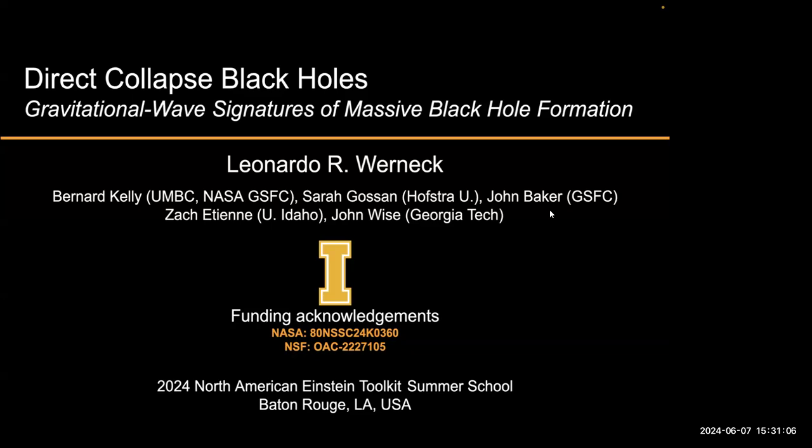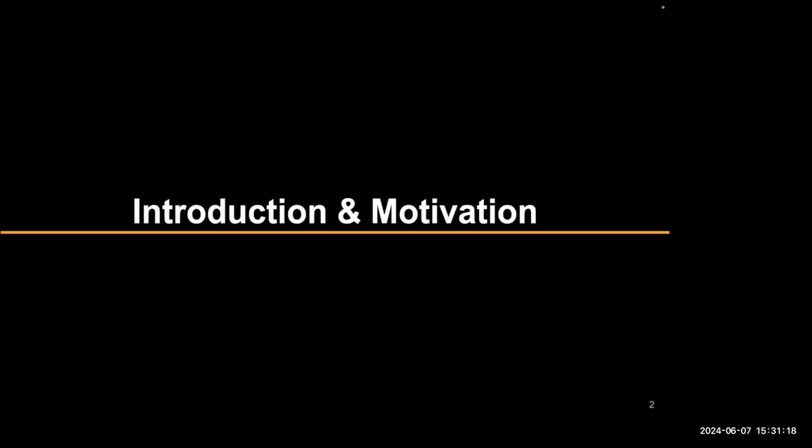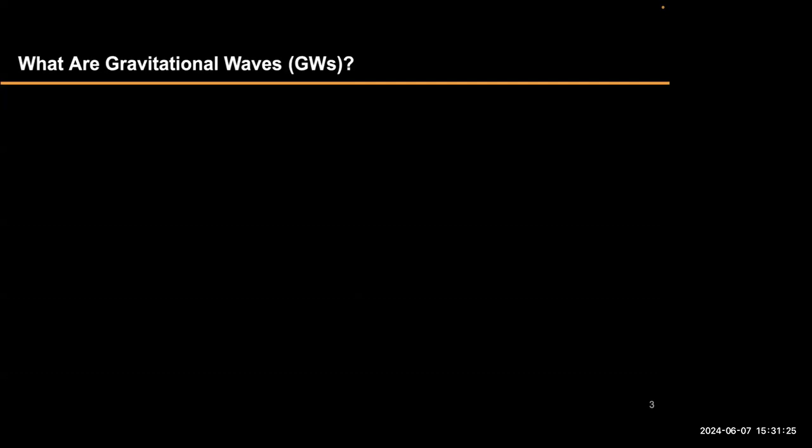We're basically trying to study direct collapse black holes and mainly the gravitational wave signatures from these collapses. I wanted to start with an overview that is probably something we have already seen throughout the week, but I figured it's useful for those that just want a little bit more understanding about what we're going to be doing. So first and foremost, what are gravitational waves?